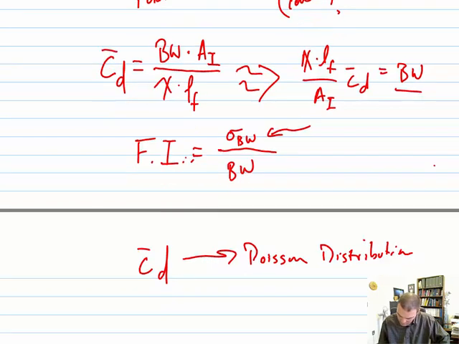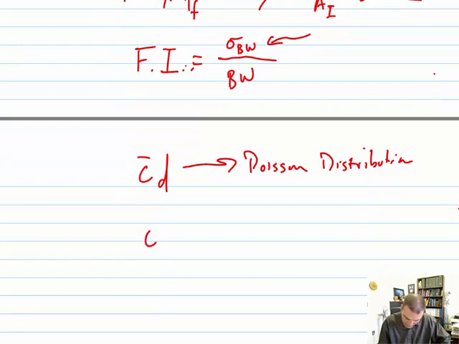then we would know that the variance of the center density would be equal to C sub D. So the variance of the center density would also be equal to this. That would mean that the standard deviation of the center density would be the square root of C bar sub D.